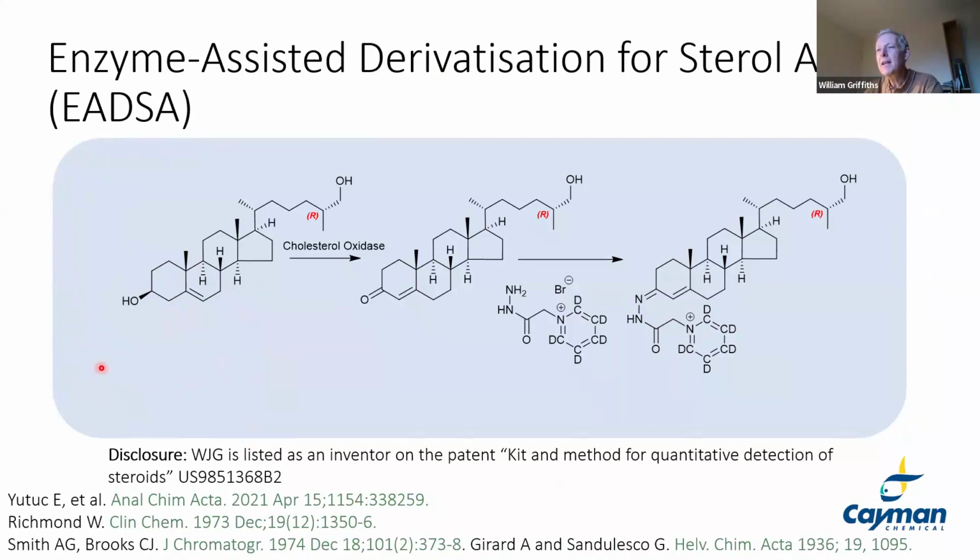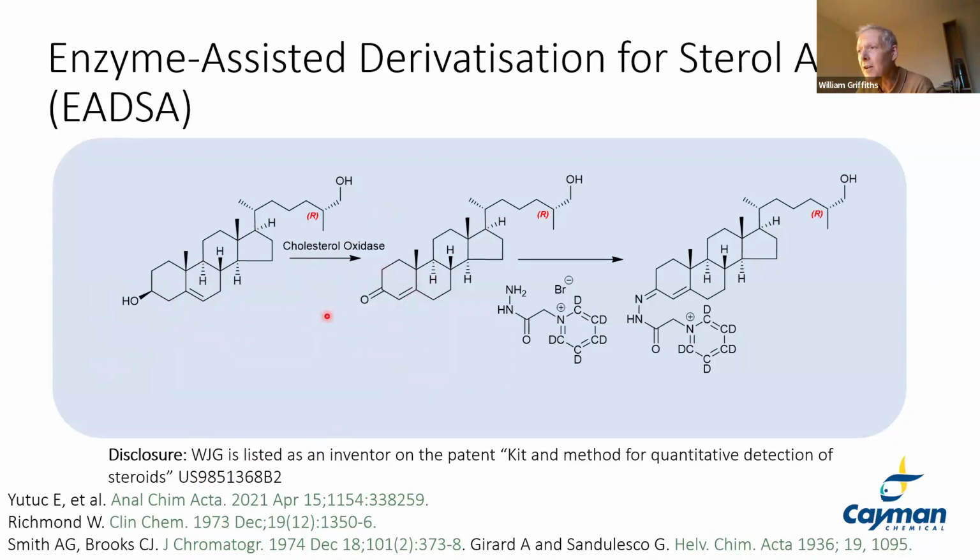So what we do, we take our sterol extract and we treat with bacterial cholesterol oxidase. So you can buy this from Sigma. So cholesterol oxidase will convert the 3-beta-hydroxy delta-5 to a 3-oxo delta-4. So this is actually the classical Richmond chemistry used in the measurement of cholesterol in the bloodstream.